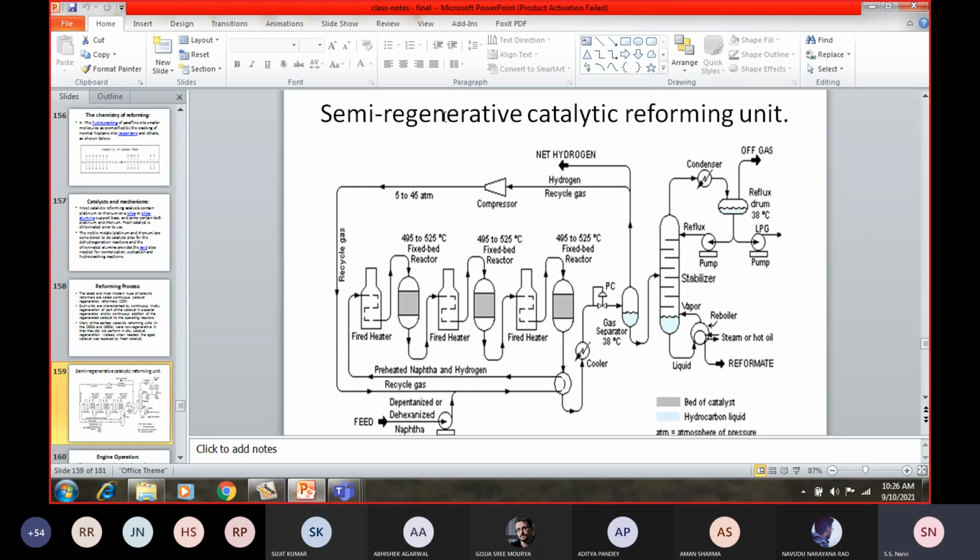This is the semi-regenerative catalytic reforming unit. Regenerative means the catalyst is regenerated, isn't it? You don't have to remember this diagram. Just it's for sake of completion, and those who want to see the schematic diagram of a refinery. This is part of the refinery.